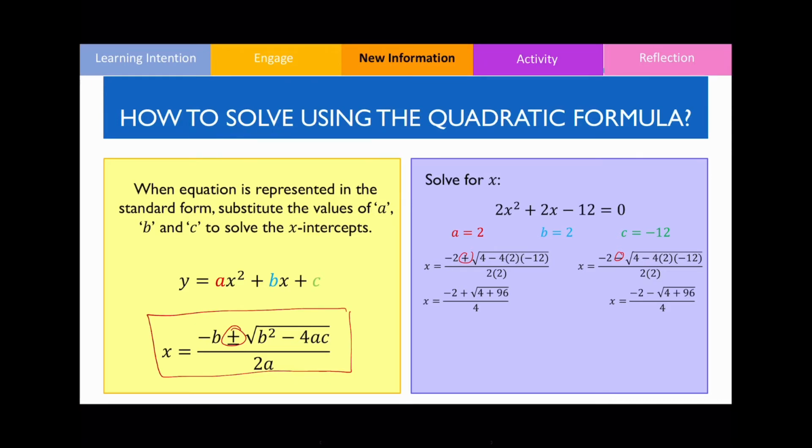So let's now add the numbers inside this third. Therefore that gives you 100. Notice over here, that's a nice answer. So the square root of 100 is going to give you 10. And therefore, simplified, these are going to be the values of your x-intercepts. So it's going to be positive 2 as well as negative 3.